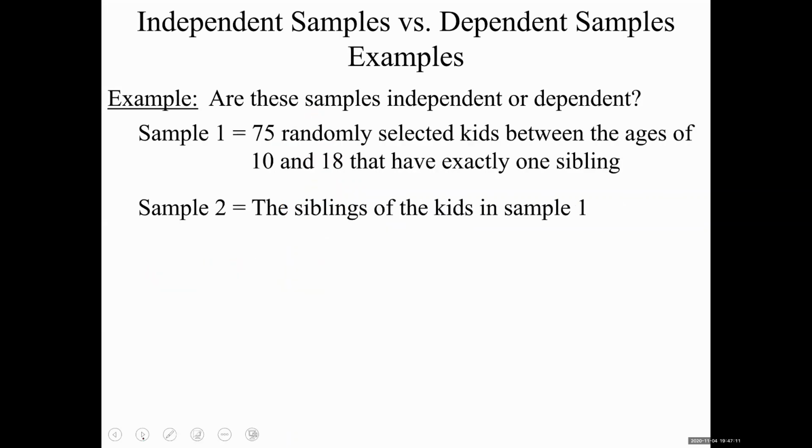All right, we've got one more. Just like I did the husband and wife example, this one I'm trying to do brothers and sisters.